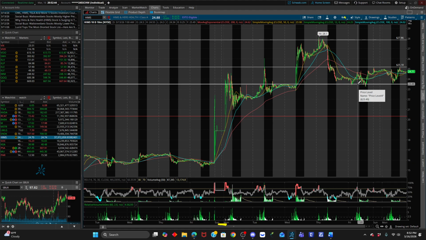I hope that helps you understand how to map out these levels. And as you map out these levels, don't even play it. Just map out the levels and watch how the stock reacts around those levels. And then you'll have a better understanding for your trade entries and your trade exits.